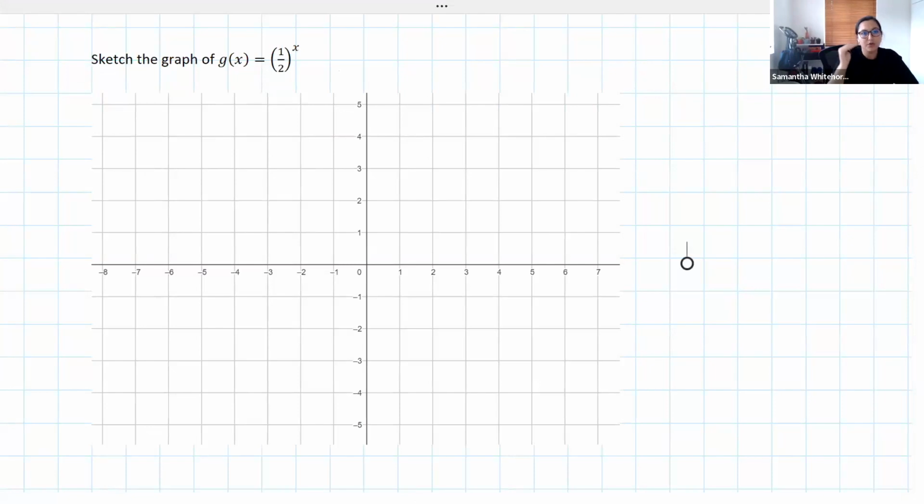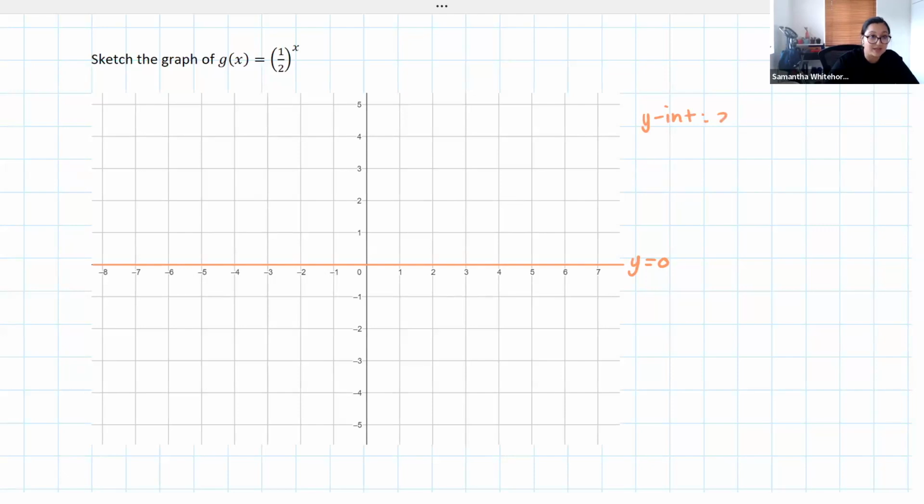The asymptote for this graph is still at your x-axis because it has not shifted up or down. So we still have an asymptote on our x-axis, which means our asymptote equation is still y is equal to 0. But like I say, because of that base that is a fraction, something's going to happen to the shape of my graph. Because the x-axis is my asymptote, can't have an x-intercept, but I can have a y-intercept.